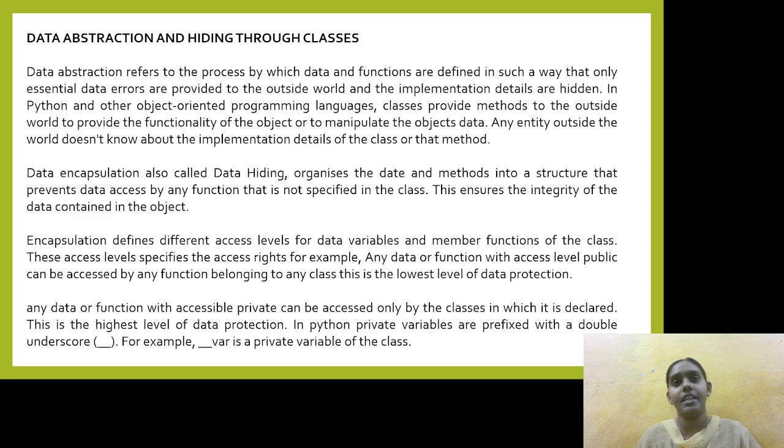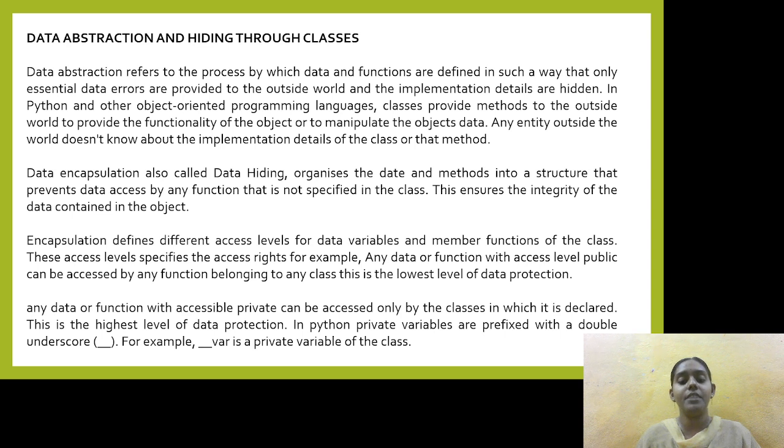For example, any data or function with access level public can be accessed by any function belonging to any class. For example, if you write a program, if it is a public variable, it can be accessed throughout the program. And if it is a private variable, it belongs to a specific function or a specific block of code, that is, we are calling it to any class. This is the lowest level of data protection. Any data or function with access level private can be accessed only by the class in which it is declared. This is the highest level of data protection.